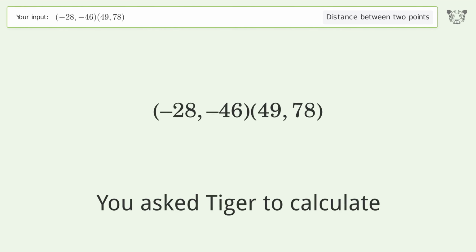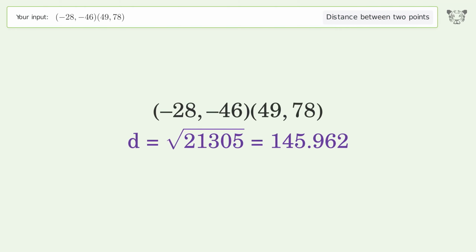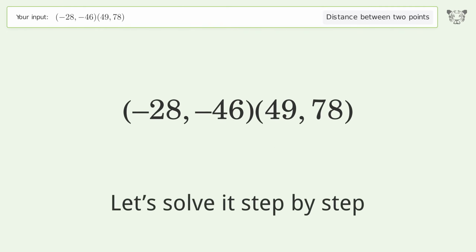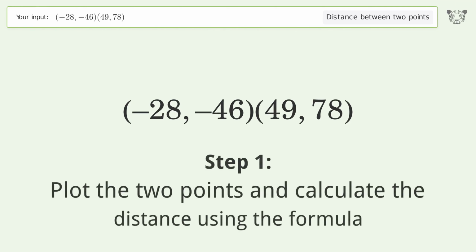You ask Tiger to calculate. This deals with the distance between 2 points. The distance between the 2 points is the square root of 21,305, or 145.962. Let's solve it step by step. Plot the 2 points and calculate the distance using the formula.